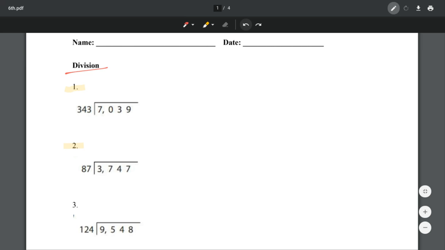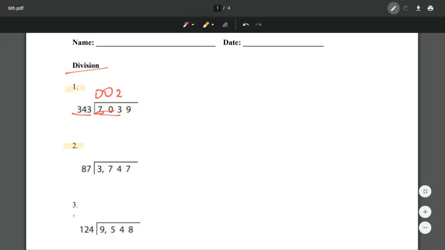First, we gotta ask ourselves, how many times does 343 go into 7? Obviously 0 times, right? Because 343 is larger than 7. Okay, then how about 70? Well, it's still 0 times because 343 is still larger than 70. Then how about 703? Oh, now 343 is smaller than 703 and it goes in 2 times, right?